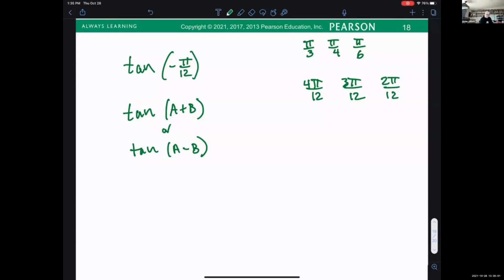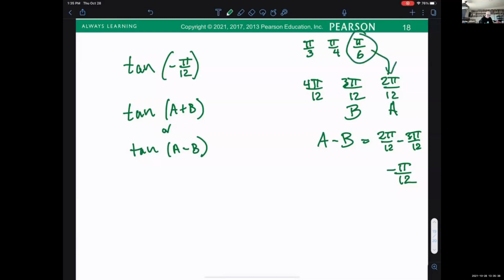But let's say we decided to let 2 pi over 12 be A and 3 pi over 12 be B. Then A minus B would be 2 pi over 12 minus 3 pi over 12, which would simplify to negative 1 pi over 12. And that's the angle we're trying to evaluate here. And of course, 2 pi over 12 is the same as pi over 6, and 3 pi over 12 is the same as pi over 4.